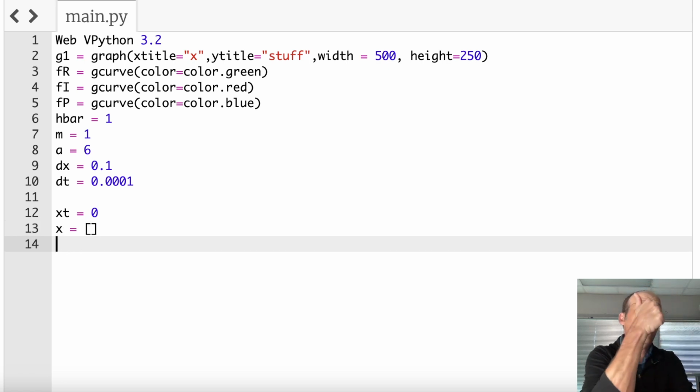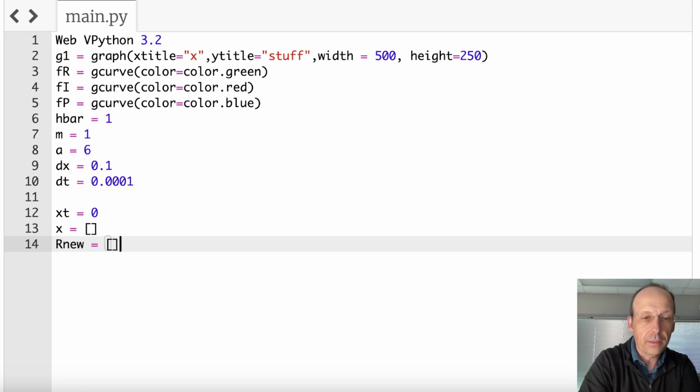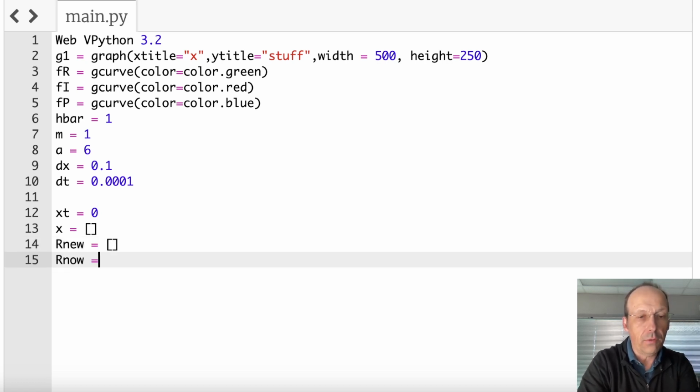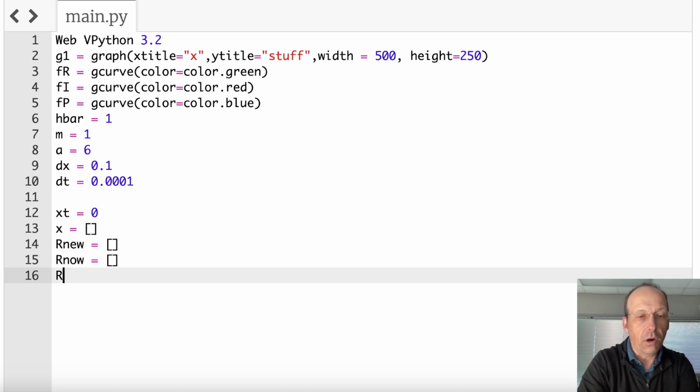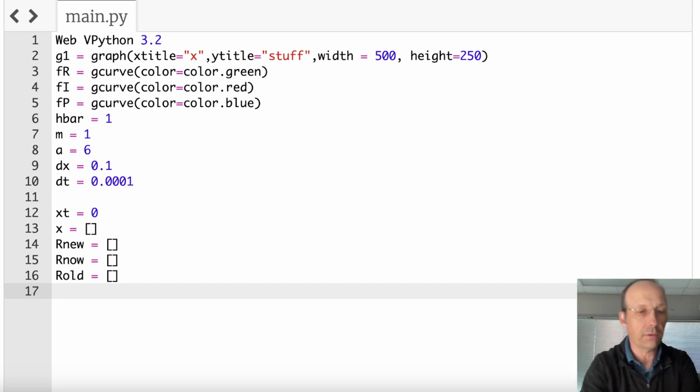And then I'm going to need a real list, right? But I'm going to need one in the past, old. Do I need that? I don't think I need that. I can do now and new. But this is the way I did it before, so I'm going to do it. So I need an old, a now, and a new. So I'm going to say R new is empty. R now is empty. R old is empty. Some people use double indices for these. I just like to, we only have 3, so that's what I'm going to do.